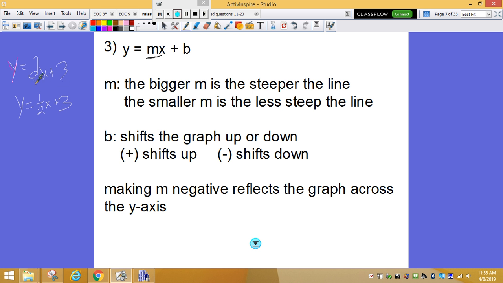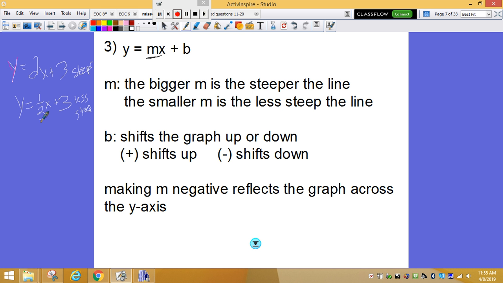Well, the bigger it is, the steeper it is. So which one's bigger, 2 or 1/2? 2 is bigger, so you would put this one is steeper, and this one is less steep. Okay, so that's what M does. Remember, slope's beside the x, so we care about that.